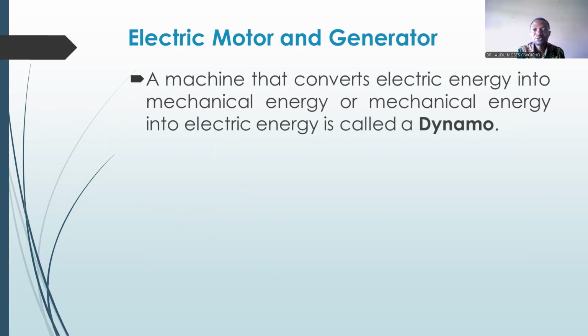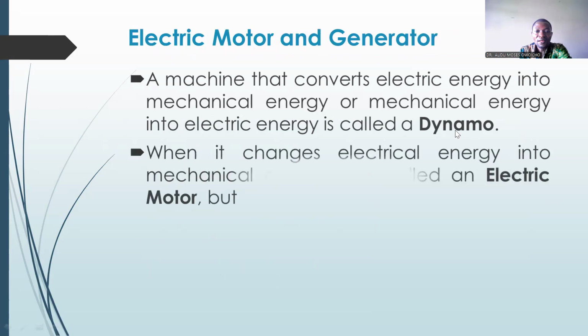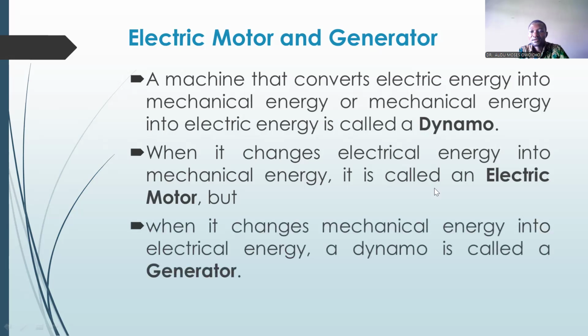Let's look at electric motor and generator. A device that converts electric energy into mechanical energy or mechanical energy into electrical energy, we call it a dynamo. When a dynamo changes electrical energy into mechanical energy, it is called an electric motor. So an electric motor is a device that converts electrical energy into mechanical energy. Then we also have a generator. When a dynamo changes mechanical energy into electrical energy, we have a generator.